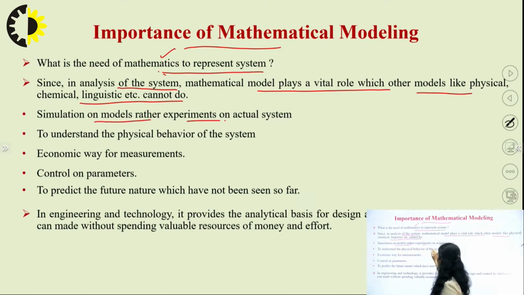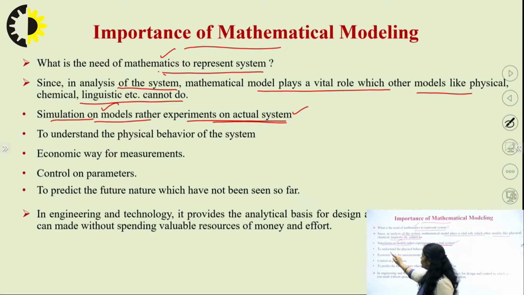Simulation of the model rather than experiments on the actual system. If we want to do simulation on models, then we can use the mathematical modeling approach, because if we do experiments on the actual system, then our energy, time, cost and other resources will be wasted. So, we give preference to simulation on models. And why do we do the simulation? To check the performance of our model, which will be similar to the actual system.